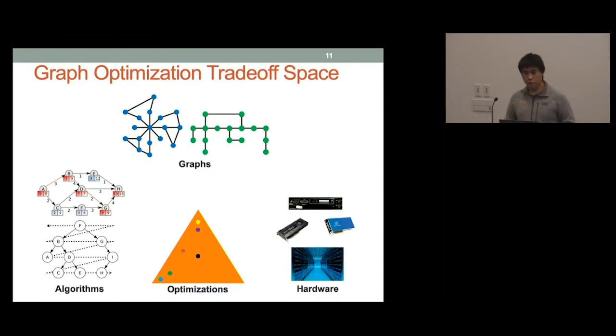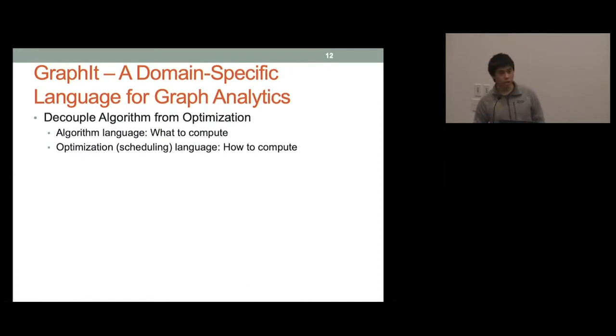And finally, it depends on the hardware, whether you're running this on a multi-core CPU machine or a GPU or some other type of accelerator. So we designed GraphIt to make it much easier for programmers to explore this large optimization space so that they can get the best performance for their algorithm, their type of graph, and the hardware that they wish to run their code on. And inside the GraphIt domain-specific language, or DSL, we have an algorithm language as well as an optimization or scheduling language. These are two separate languages.